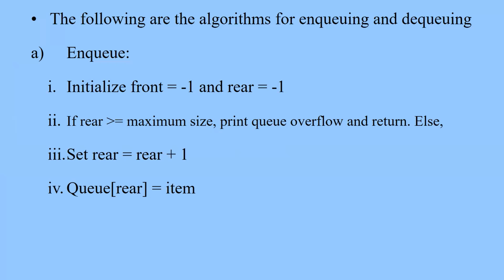And then you enqueue, that is, you assign an item to the rear of the queue. If the front is equal to -1, then you increment front by 1.